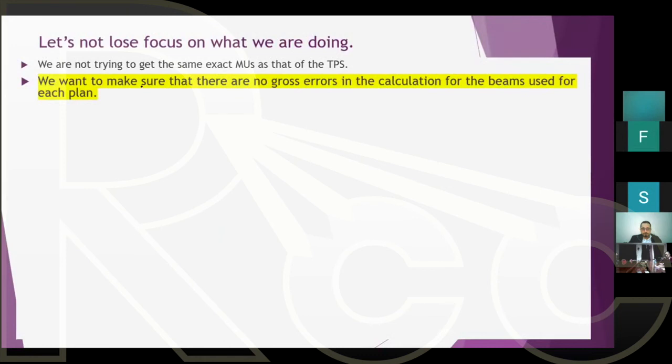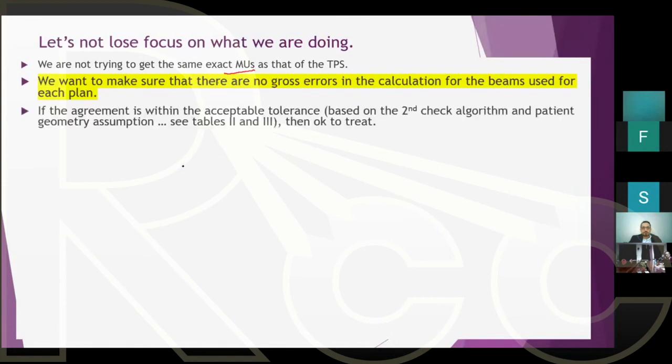Okay, as I said, what are we doing? We're not trying to get the same exact MU from the TPS. Our role when we do the MU second check is to make sure that there's no gross error in the calculation, no terrible mistake, no one forgot something. You're not overdosing the patient. If you do the MU check, and from the beginning it gives you the acceptable tolerance, again, acceptable tolerance should depend on the clinical protocol that you have. Okay. If you use the APM report as a reference, that would be very good. Then you can go ahead and treat.